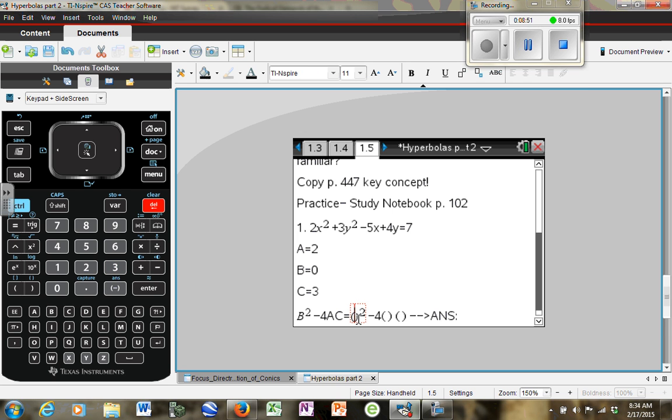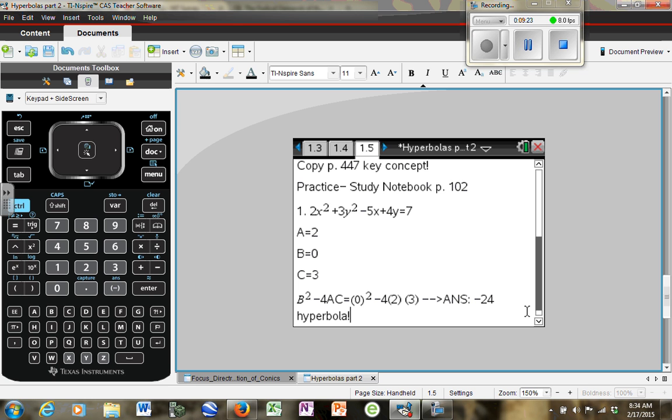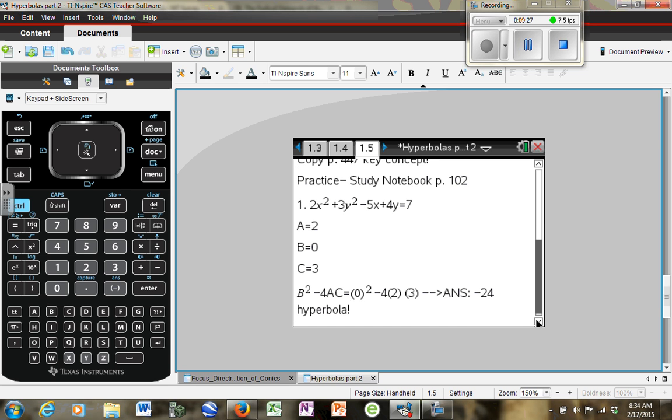So this is all we do. We plug in here what B was. B was 0. And we plug in right here what A was. That was 2. And we plug in what C was. That was 3. So 0 minus 4 times 2 times 3. 8 times 3, that's negative 24. So you see that that one is negative, and that tells us that we're looking at a hyperbola. If you changed the form, you'd end up with a hyperbola.